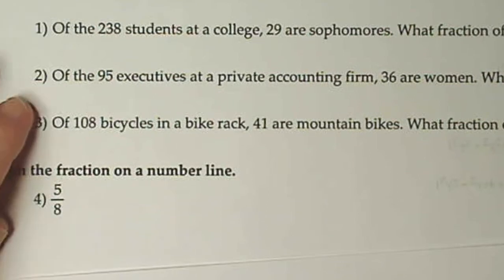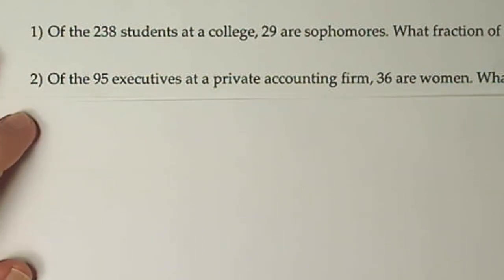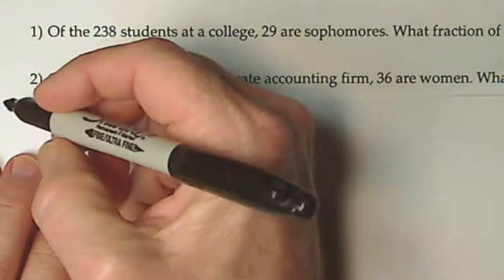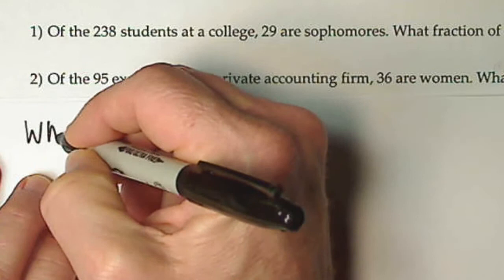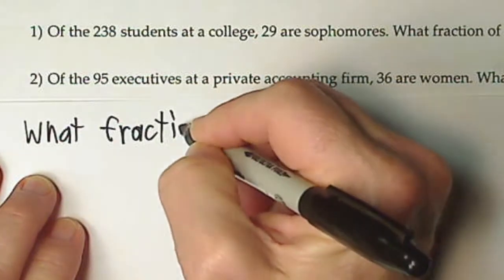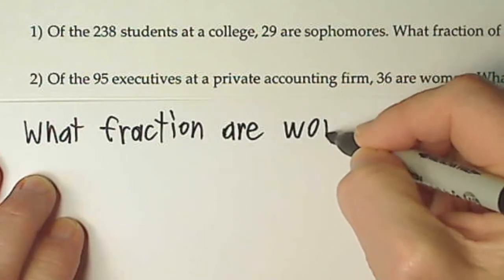We're supposed to represent these questions with fractions. So number 2 here, of the 95 executives at a private accounting firm, 36 are women. Then it goes on to say what fraction are women.